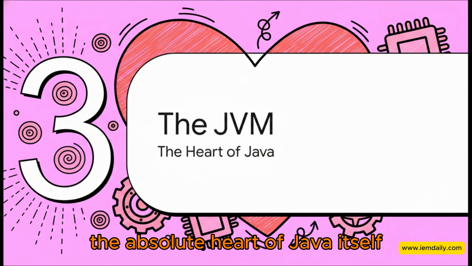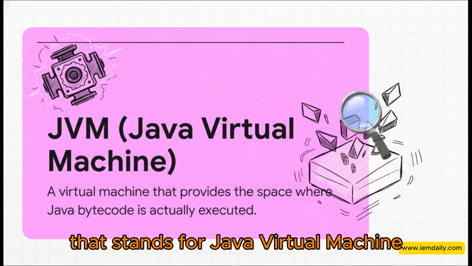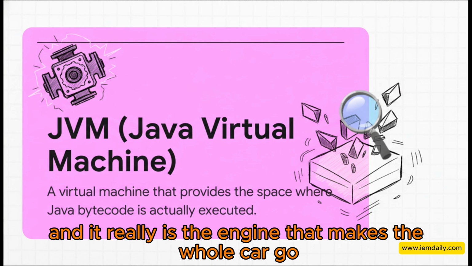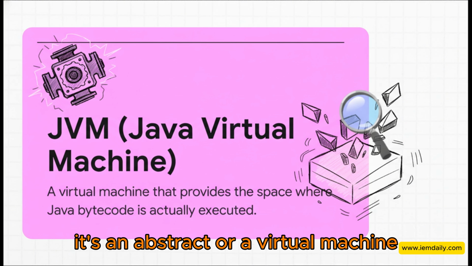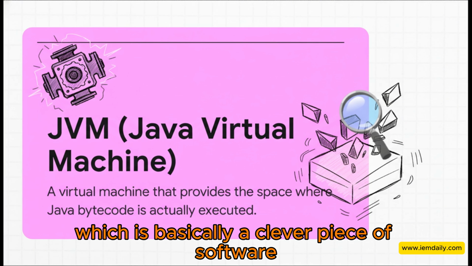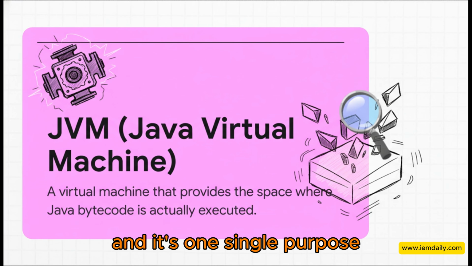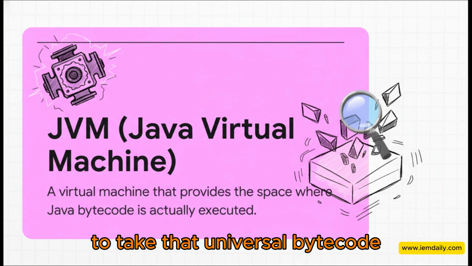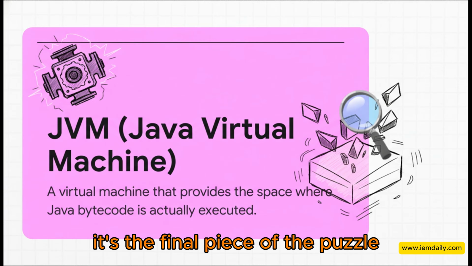Okay, time to zoom in one more level, right to the very core, the absolute heart of Java itself, the JVM. So the JVM, that stands for Java Virtual Machine, and it really is the engine that makes the whole car go. Now, it's not a physical thing you can touch, it's an abstract or virtual machine, which is basically a clever piece of software that pretends to be a computer inside your actual computer. And it has one single purpose: to take that universal bytecode we've been talking about and actually execute it. It's the final piece of the puzzle.